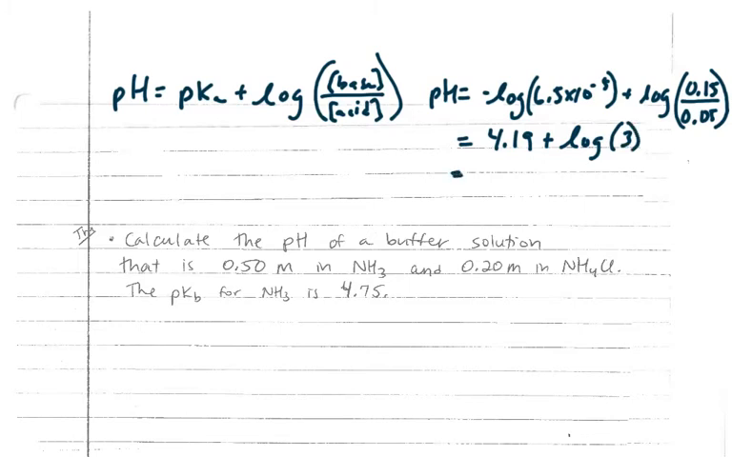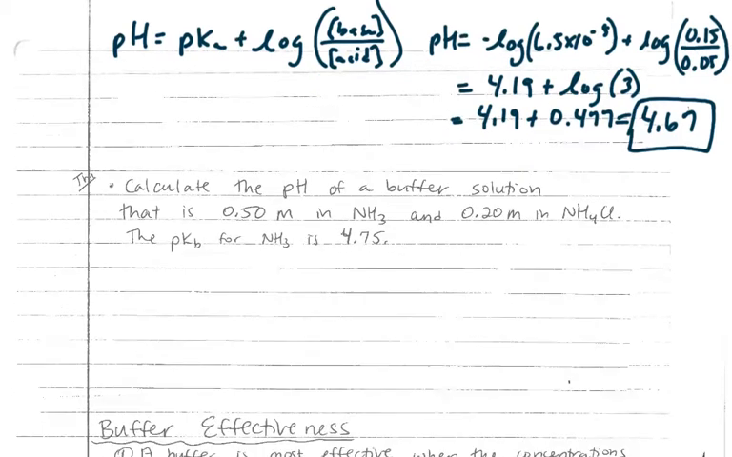And that is 4.19 plus 0.477, which equals 4.67. So the pH of this buffer solution is 4.67.